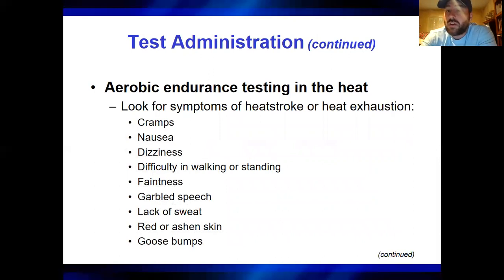Look for symptoms of heat stroke and heat exhaustion: cramps, nausea, dizziness, difficulty walking or standing, faintness, garbled speech, lack of sweat, red or ashen skin, goosebumps. Now, again, not all of these are pure indicators of heat stroke or heat exhaustion. If you're cramping, that could just be from the exam. If you're nauseous, did they eat right before? What did they eat? Some of this needs to be understanding that some of these come together versus separately.